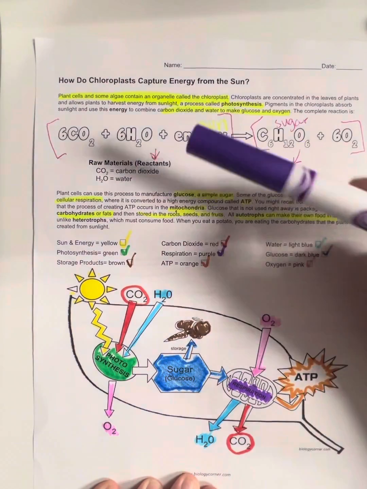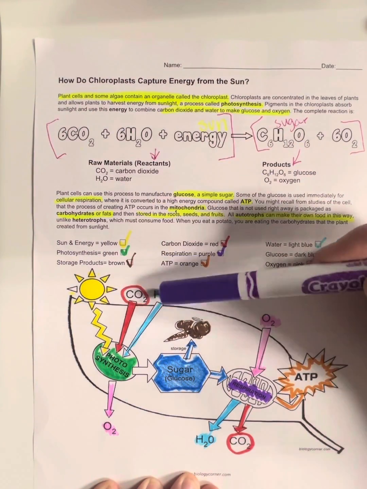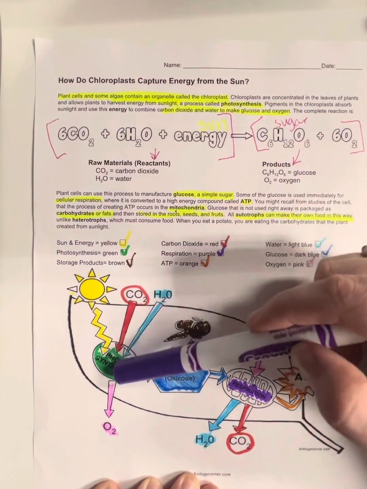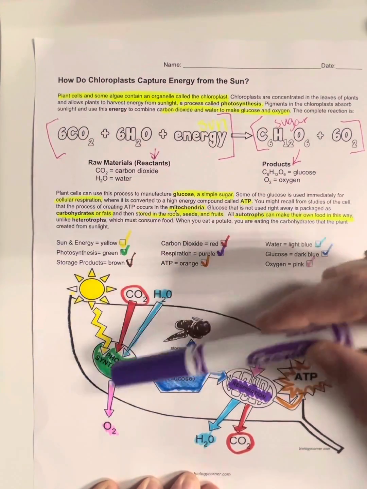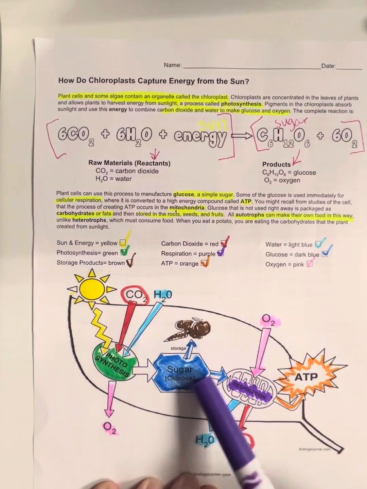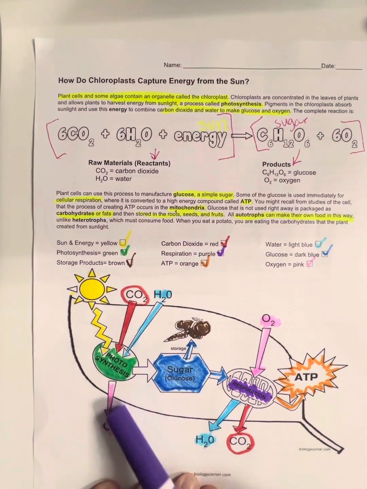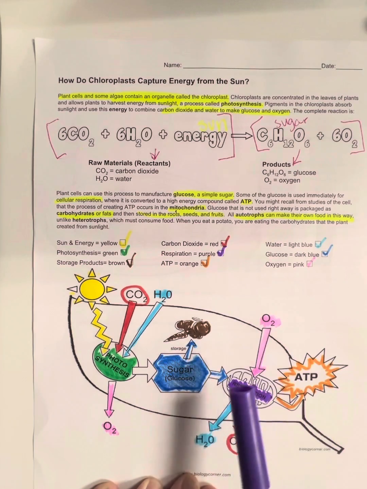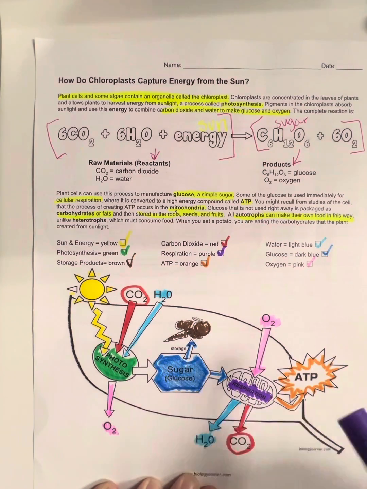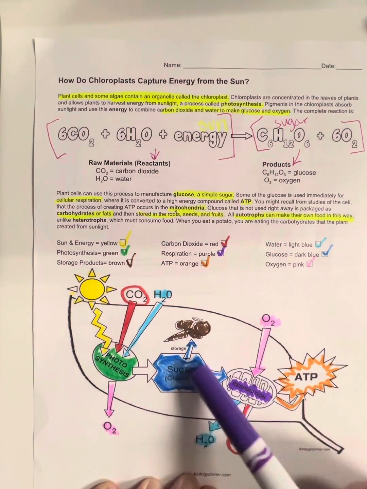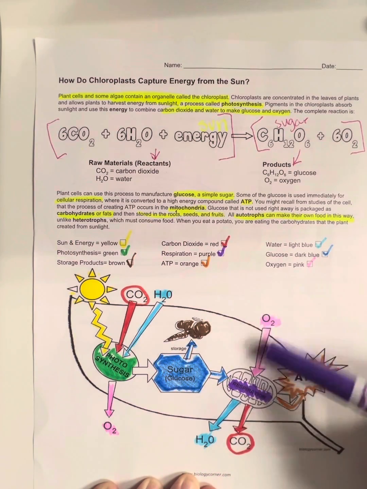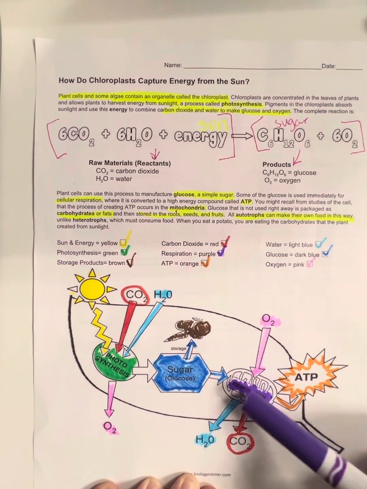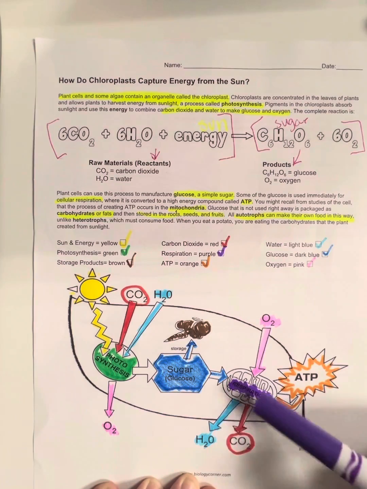So, just a refresher. Our reactants, what goes in, is our carbon dioxide and our water. These go in to photosynthesis. The product is going to be the glucose and the oxygen. So if you continue looking at this, the reactants for cellular respiration are going to be the sugar and the oxygen, and the products are going to be water and CO2 and this energy.